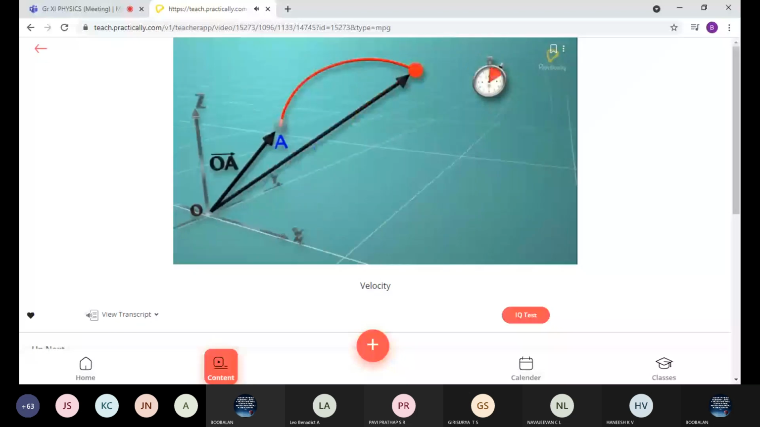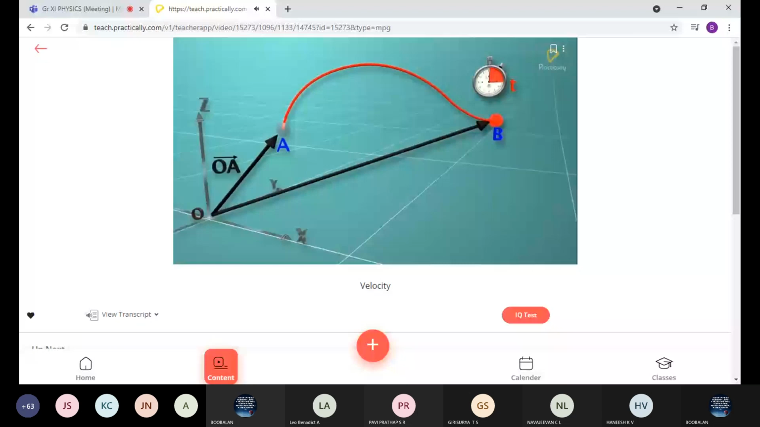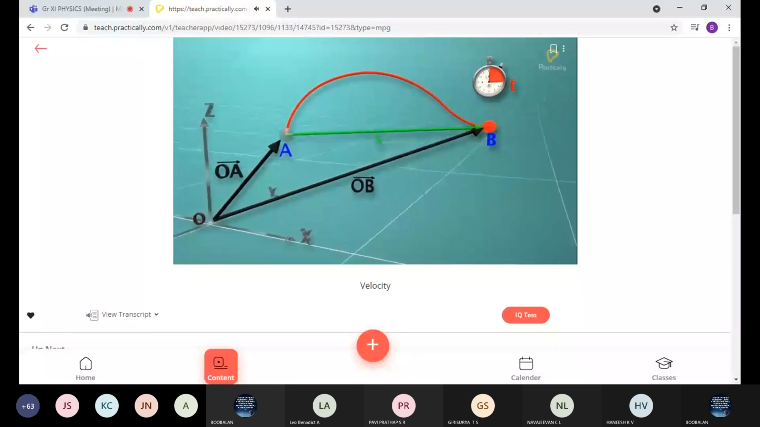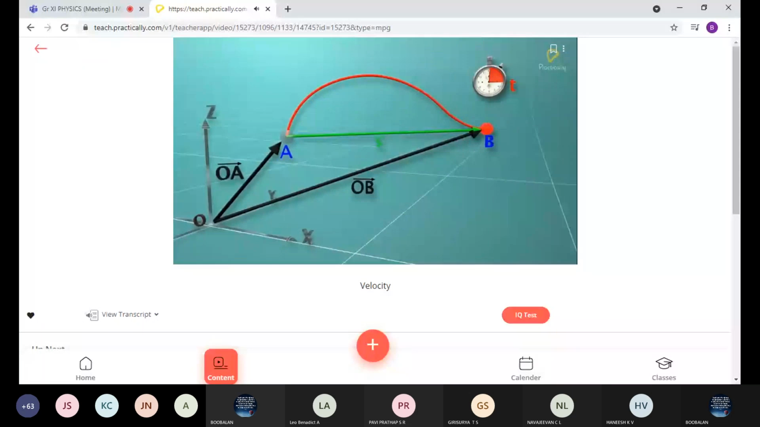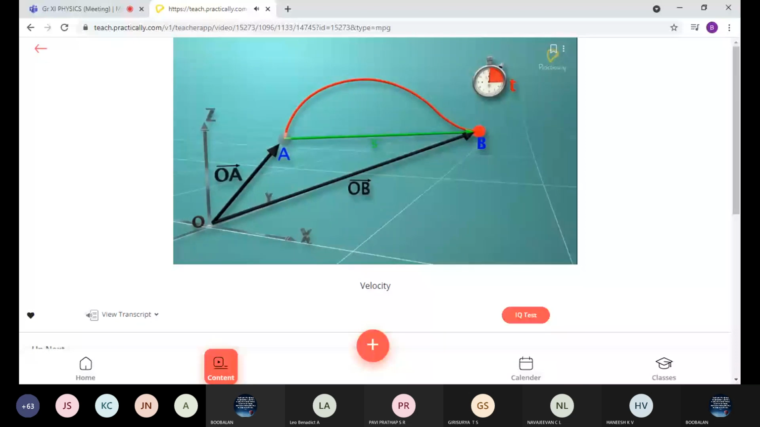It travels to point B along the path shown in time interval t. So the final position vector of the particle is OB bar. The displacement of the particle, S bar, is given by the final position of the particle minus its initial position, that is, OB bar minus OA bar, which is equal to AB bar. Average velocity of the particle is defined as its total displacement by total time taken. Hence, average velocity of the particle is equal to AB bar, or S bar, divided by t.